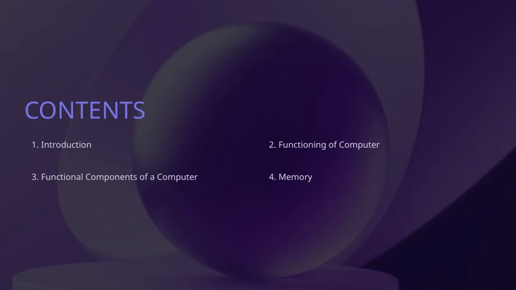Let's move on to slide 2, which covers the functioning of a computer. This is a crucial part of understanding how all the components work together seamlessly. When we talk about the functioning of a computer, we're essentially exploring how it processes data and executes tasks. At its core, a computer takes input, processes it using its various components, and then produces output. This process is continuous and highly efficient.